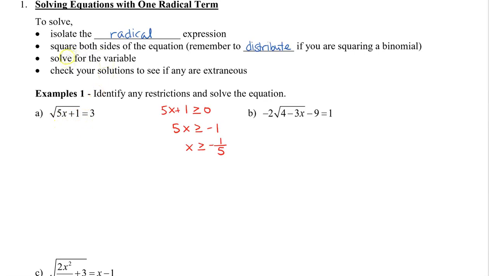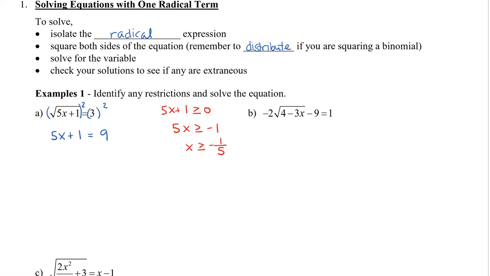So I can go to the second step, which is to square both sides of the equation. I do that by just putting brackets around both sides. And remember, we're squaring the entire thing. Okay, so then next, when I square a square root, that makes that disappear because they're inverse operations. So I'm left with 5x plus 1 on the left side, and that equals 3 squared, which is equal to 9.